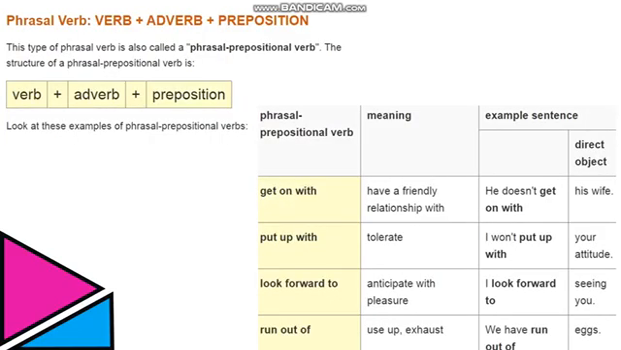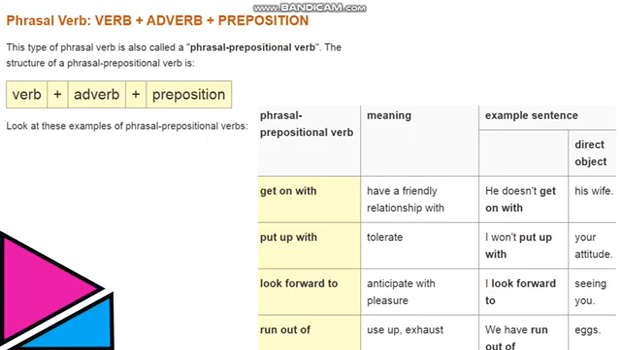Next, verb plus adverb plus preposition. This type of phrasal verb is also called a phrasal prepositional verb. The structure of a phrasal prepositional verb is verb plus adverb plus preposition. Look at these examples of phrasal prepositional verbs in the table. Get on with, which means have a friendly relationship with. He doesn't get on with his wife. Put up with, to tolerate. I won't put up with your attitude, which means I cannot tolerate it. Look forward to, anticipate with pleasure. I look forward to seeing you.